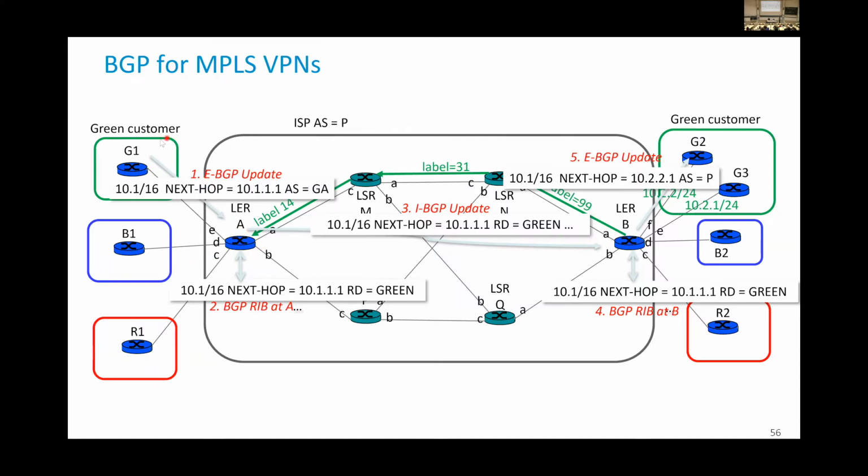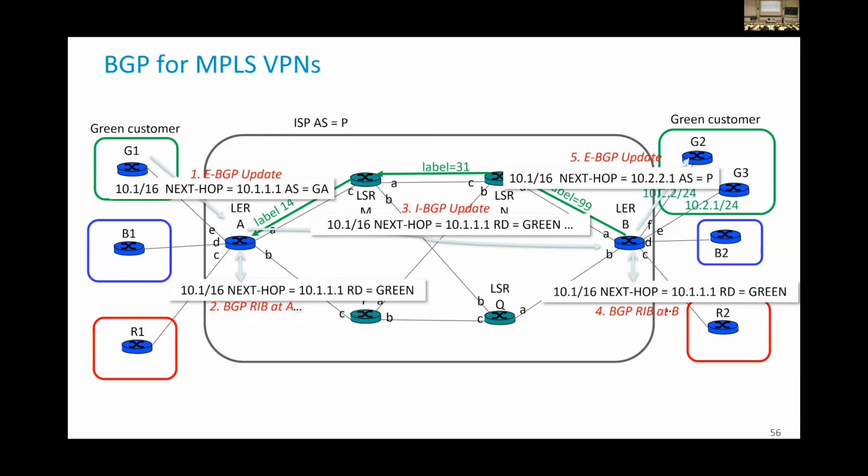So that's the first thing we should do. The green customer should be able to do that automatically. And the second thing is that the provider should be able to discover there is a green customer and I need to do something about it, as well as a blue and a red here. So the way this is done is by BGP.